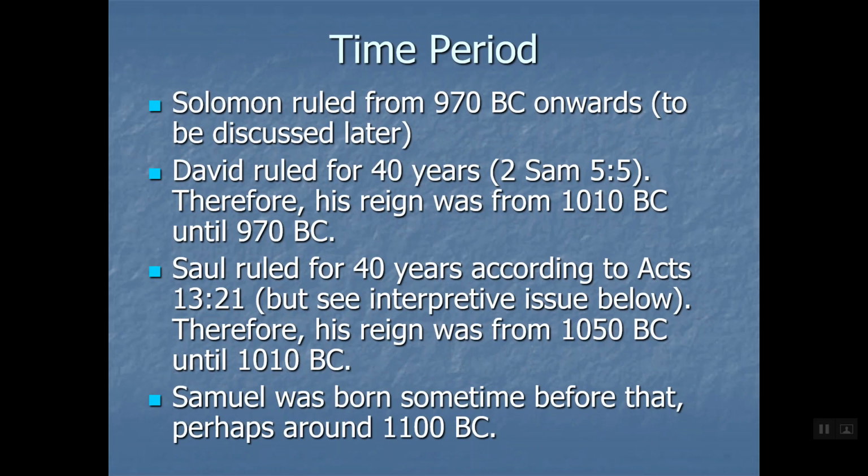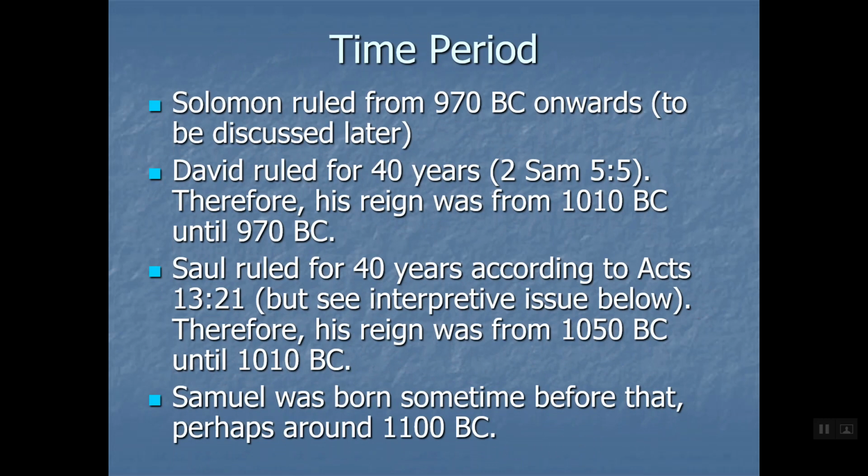Okay, and then time period, and then we'll have a couple interpretive issues, and then we'll be done. So we'll talk about Solomon and how we know that date. That's a key date in all of dating the Old Testament. When we get to Kings, we'll talk about how we know that. But Solomon is sort of a linchpin in dating, and we believe he ruled from 970 onward.